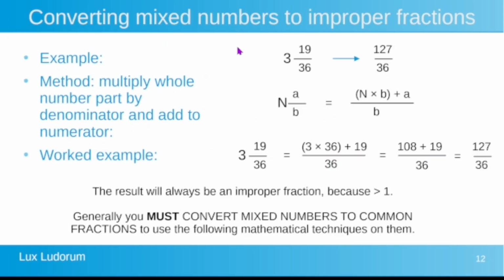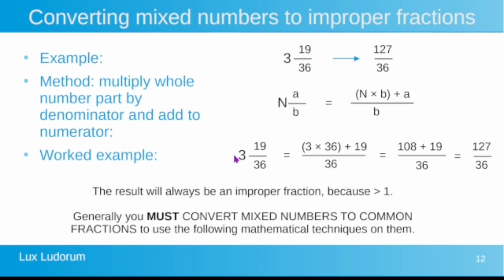Converting mixed numbers to improper fractions. Example, we've got 3 and 19 over 36, and we've got to convert that to an improper fraction. Remember, improper is where the top's bigger than the bottom. The method is to multiply the whole number part by the denominator and add it to the numerator. So if we have n as the whole number part and a over b as the fraction, it's n times b, that's this number here times that one, and then we add what we had on the top to begin with, which is the a, and it's all over b, the denominator we had before.